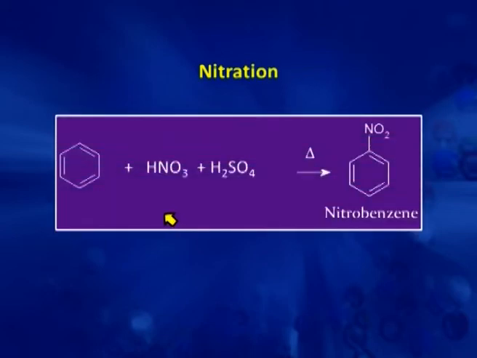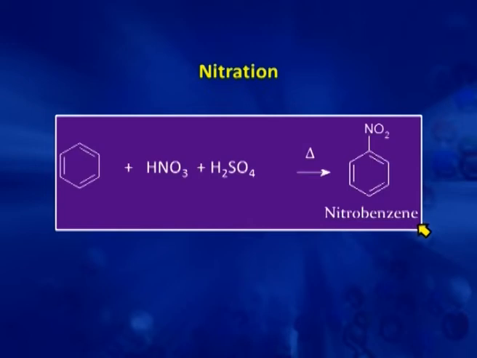Now, we come to the different electrophilic substitution reactions. The first one we discuss is nitration. In nitration, benzene reacts with the nitrating mixture, which consists of two acids, concentrated nitric acid and concentrated sulfuric acid. This on heating gives the product nitrobenzene.